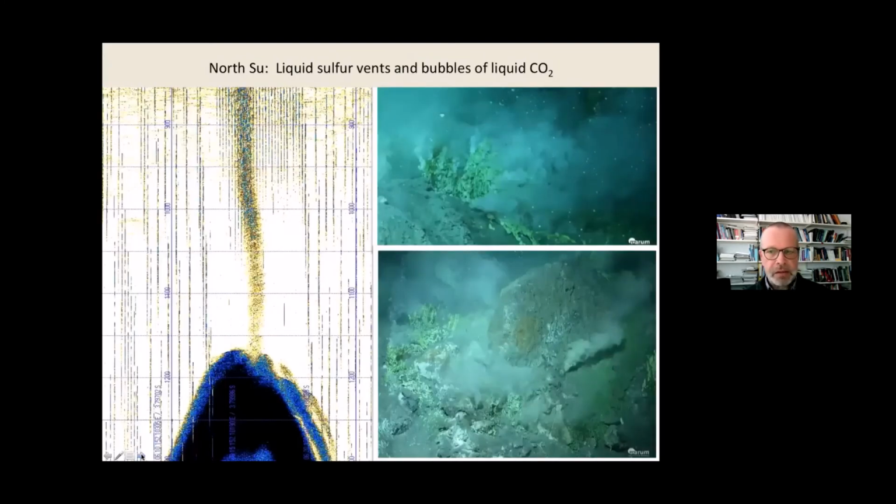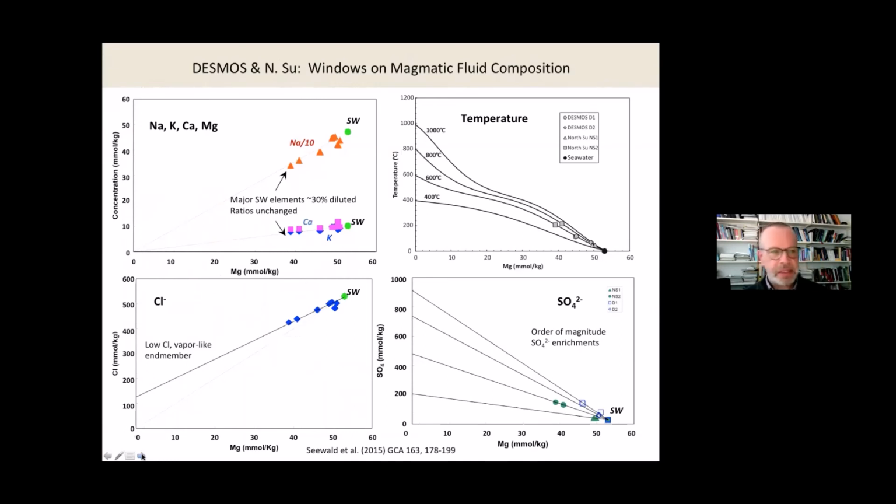We've been to North Su twice, in 2006 and in 2011, and when we came there in '11, we switched on the Parasound system of the ship, and we saw this huge gas flare. And when we dove to the place where the gas flare comes from, this is what we saw. Lots of liquid sulfur, lots of liquid CO2 being issued from these systems. And in 2006, we sampled these fluids, and this is what they looked like. This is from Jeff Seewald's GCA paper.